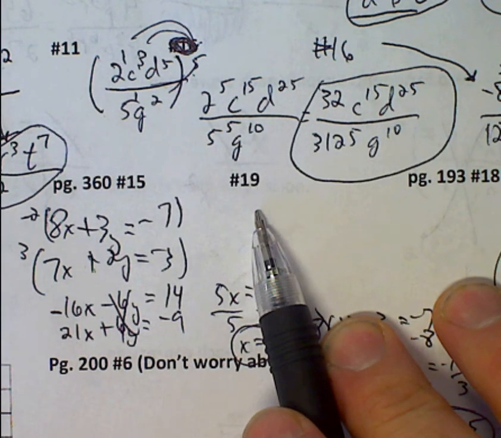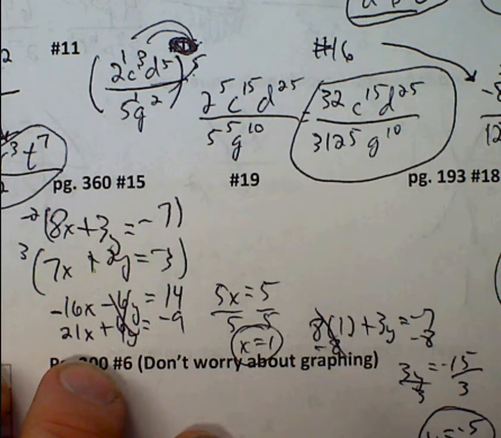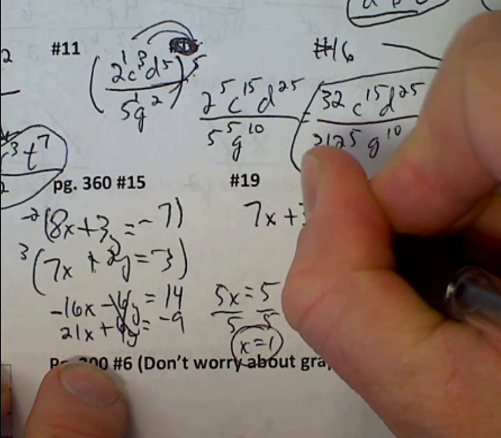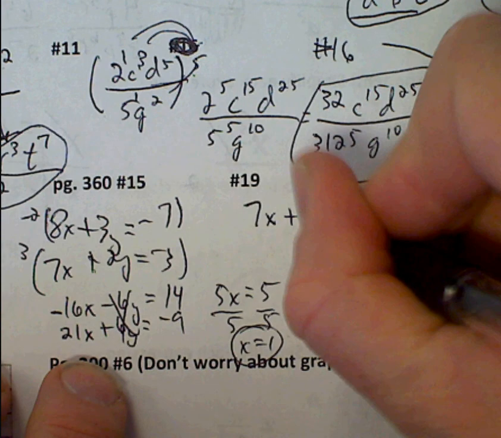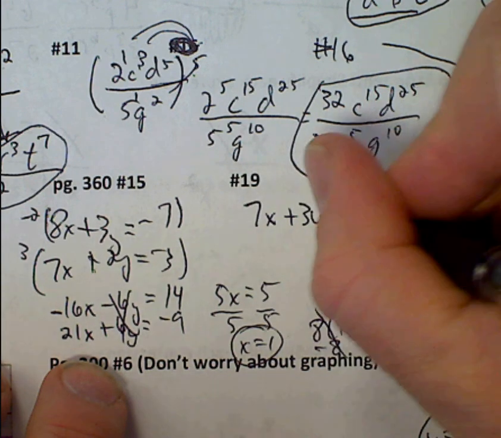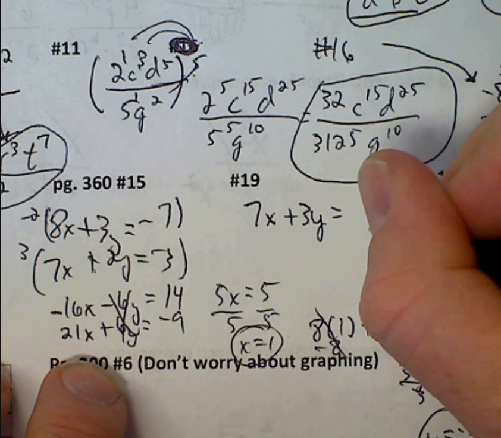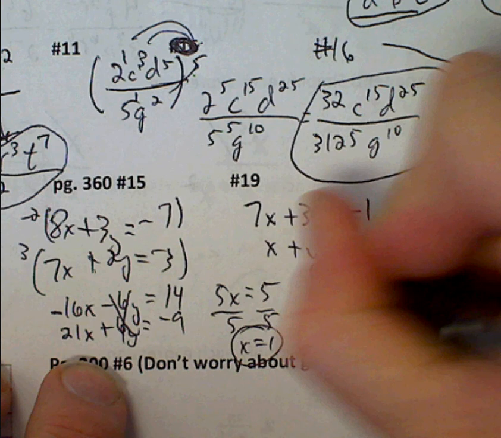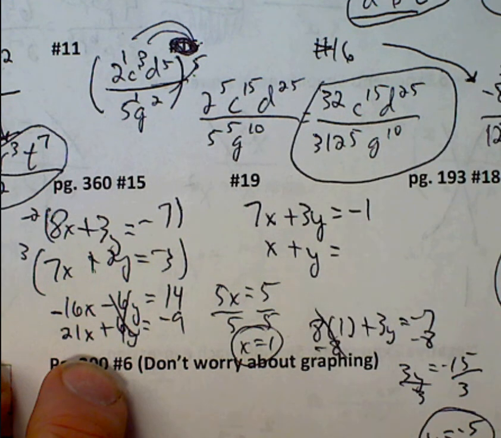Number 19. This says 7 times a number, so 7x, 7 times a number, plus 3 times another number equals -1. The sum of the two numbers, x plus y, is -3.